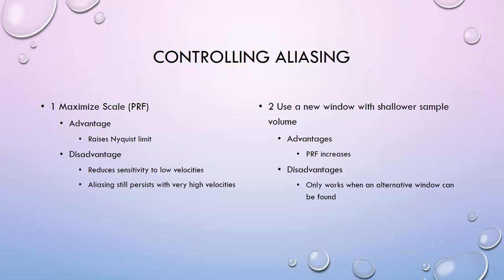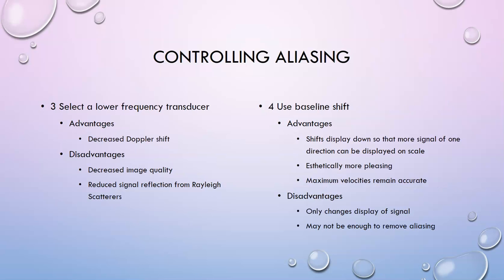Other things we can do to control aliasing are select a lower frequency transducer. Okay, this gives us a smaller Doppler shift, which improves aliasing, right? Smaller Doppler shift, and we don't need as high of a pulse repetition frequency. The disadvantage, of course, is that you get decreased image quality sometimes, but the biggest disadvantage is you get a significantly reduced signal from Rayleigh scatterers. Okay, so you don't get as much Rayleigh scattering. Well, the truth is below 3 centimeters, it doesn't matter. The attenuation is so high that the loss of Rayleigh scatterers doesn't matter because anytime you go deeper than 3 centimeters, you want to reduce your frequency because of attenuation anyhow.